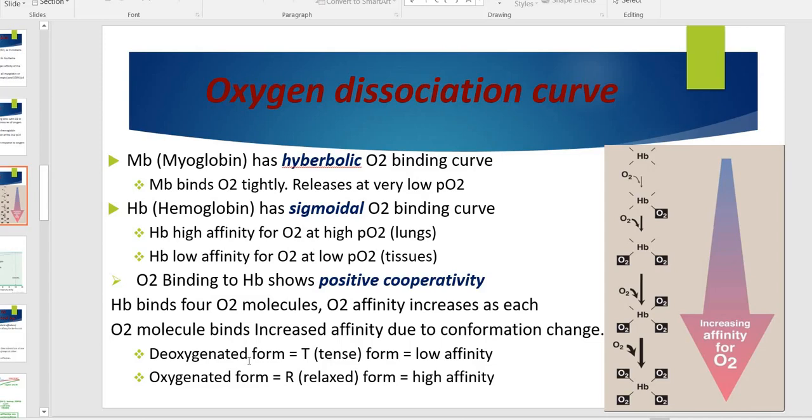Oxygen binding to hemoglobin shows positive cooperativity. We said this before, like in this figure, that binding of one molecule of oxygen to hemoglobin will increase the affinity of other heme groups in the same molecule to bind more molecules of oxygen, more and more. This occurs due to conformational changes in the hemoglobin molecule. Deoxyhemoglobin, the T form or the tense form, has low affinity for oxygen, and the oxygenated form, the relaxed or R form, has high affinity for oxygen.